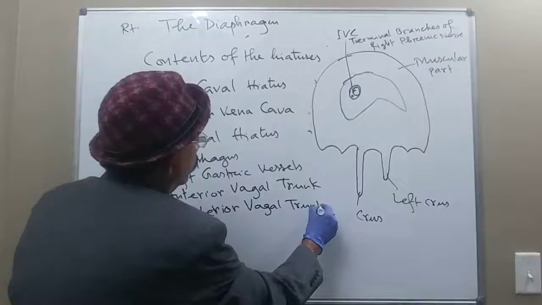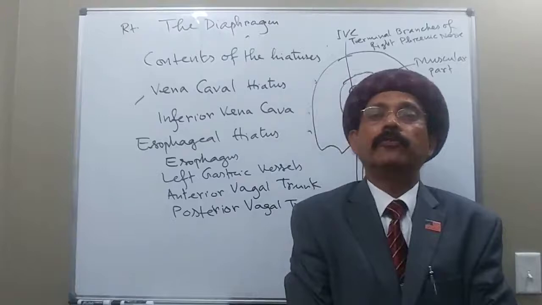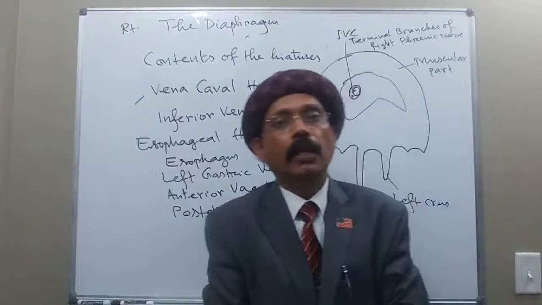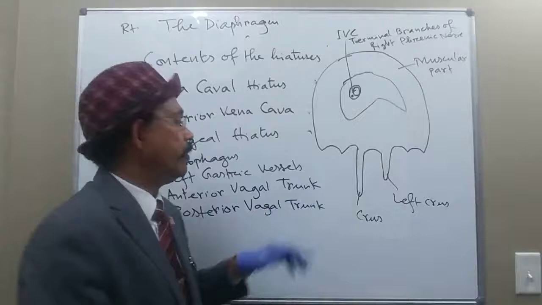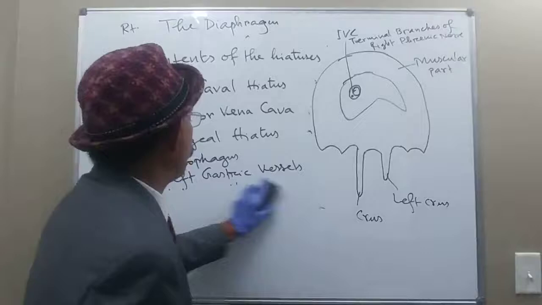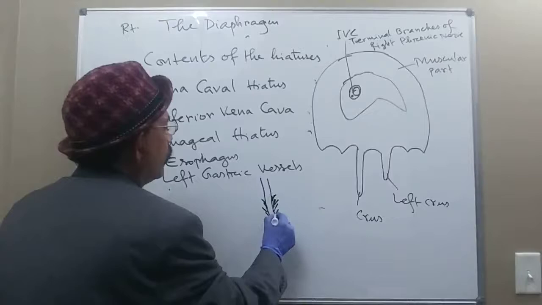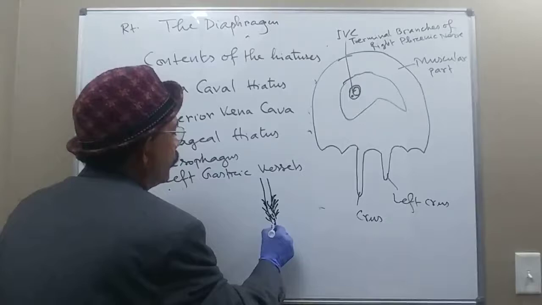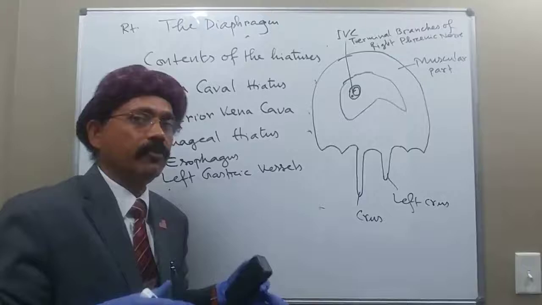So important is the esophagus, left gastric vessel. Left gastric vessel means left gastric artery, left gastric vein. Left gastric artery is a branch of the celiac trunk. Celiac trunk is a branch of the abdominal aorta. Left gastric vein is a tributary of the portal vein. Anterior vagal trunk, posterior vagal trunk. Look at that: this is not the anterior vagus nerve, it is not the posterior vagus nerve, it is a trunk. How are they formed? They are formed from the esophageal plexus. Vagus nerve and sympathetic nerve come together to form the esophageal plexus. We get the anterior vagal trunk, posterior vagal trunk. We may have multiple anterior vagal trunk fibers, multiple posterior vagal trunk fibers. So we have to say vagal trunk contains the vagus nerve fibers plus sympathetic fibers.